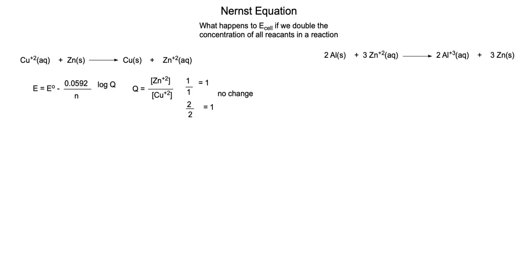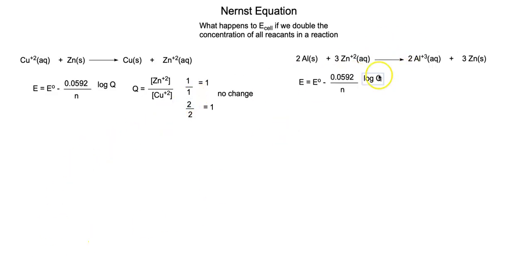Let's look at a different reaction. Let's look at the reaction between solid aluminum and zinc plus 2. Notice that for the balanced chemical equation, we need to have 2's for my aluminums and 3 for my zincs. Let's look at the Nernst equation again. In particular, let's look at the expression for Q. The expression for Q is the concentration of aluminum plus 3 squared over the concentration of zinc plus 2 cubed.